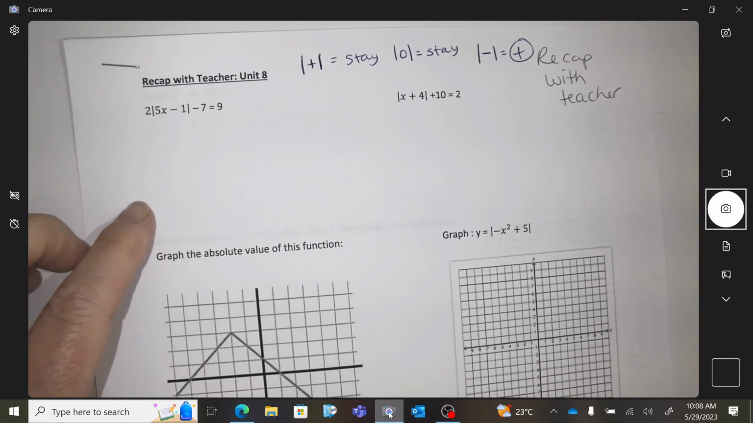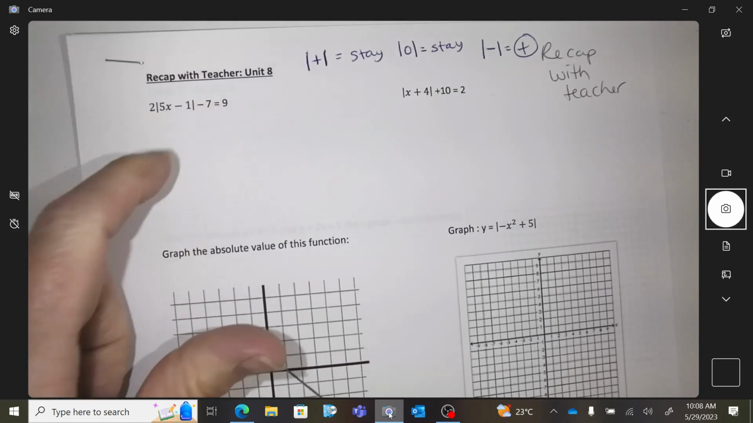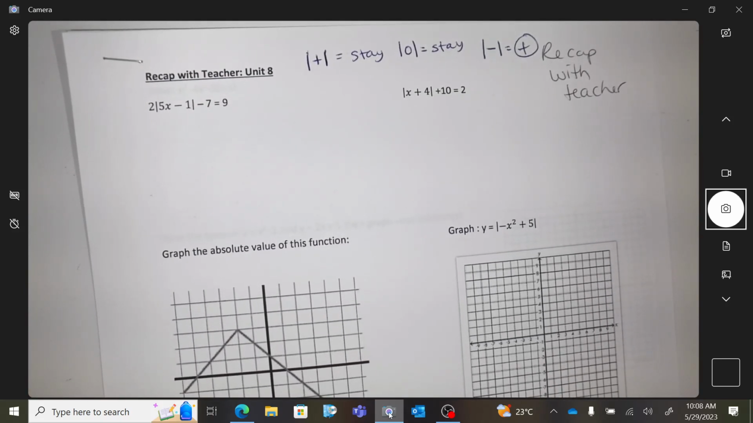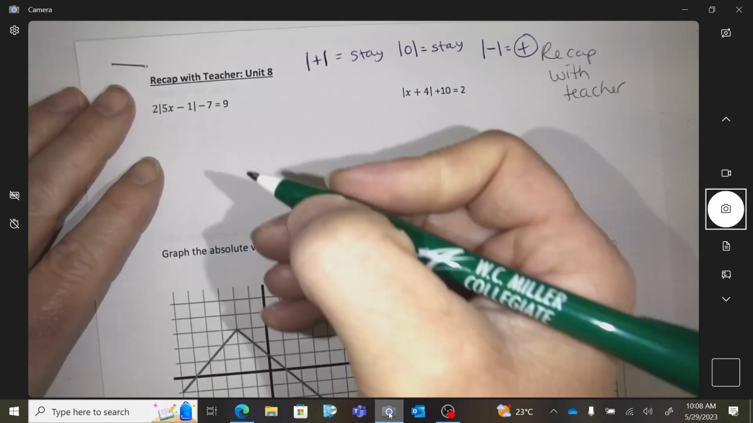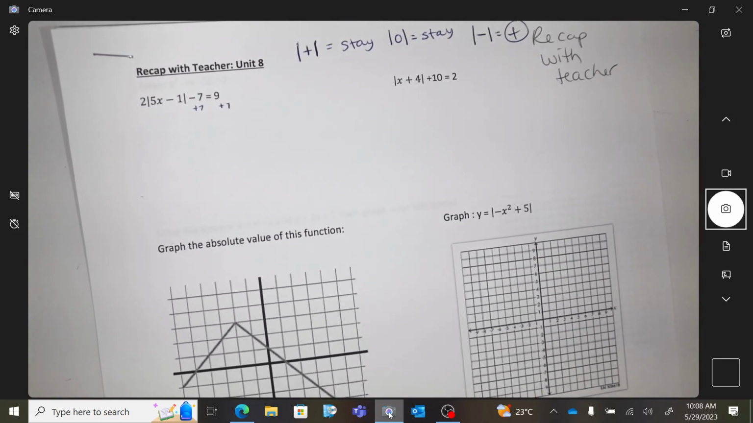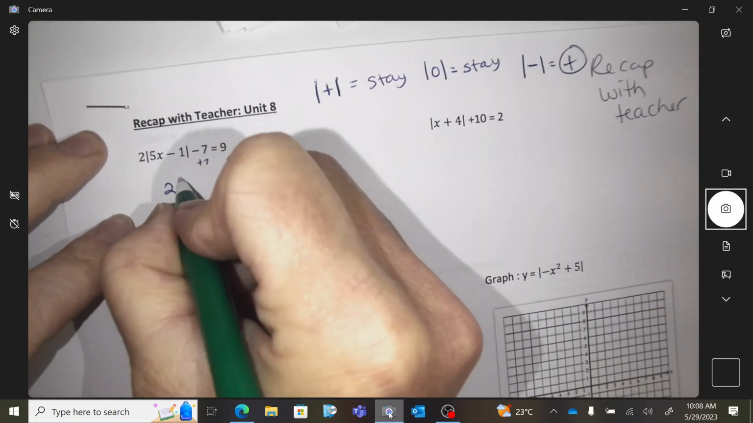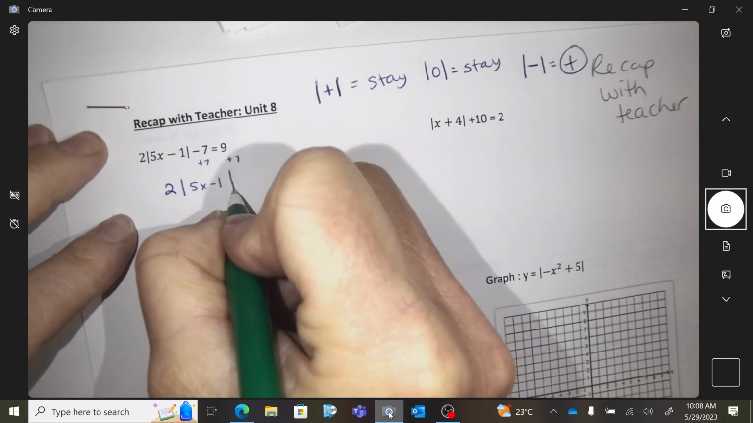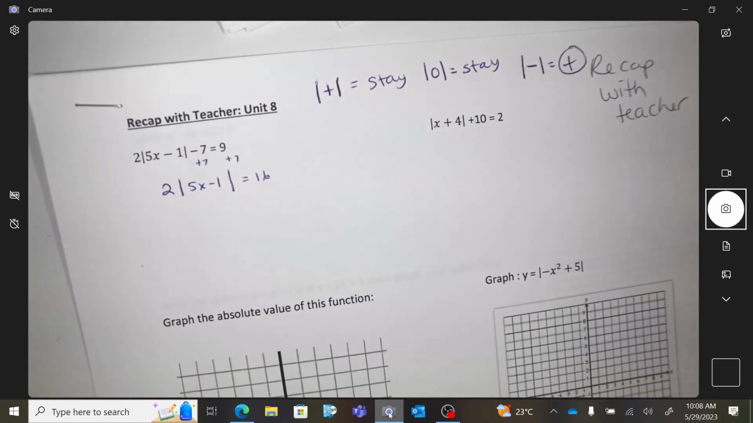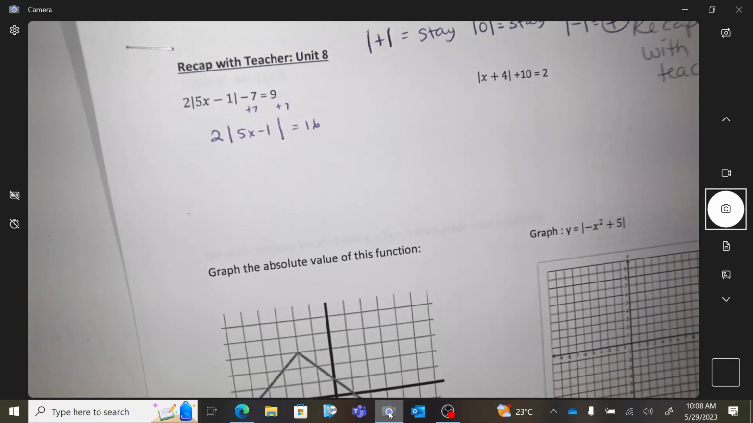Okay, solving absolute equations. What would be the first step? I'm going to want to isolate that absolute. Okay, so we're going to do this first. Add 7. Add the 7 first. Divide by 2.